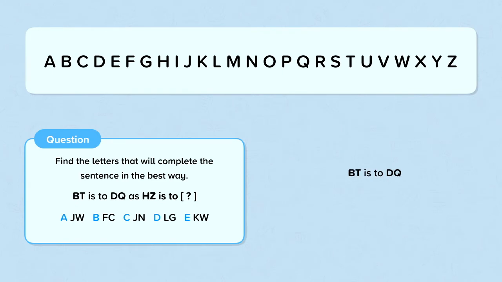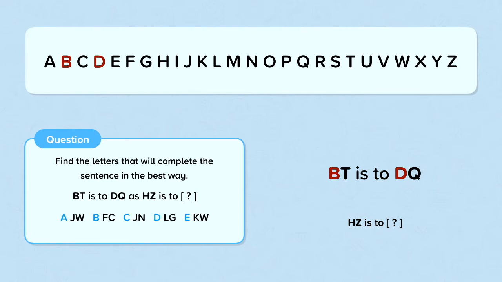BT is to DQ is the first set of letter pairs, and HZ to the pair that we need to find is the second set. We need to start by looking at the first set of letter pairs. First, we have to find the connection between the first letters in each pair. So that's B and D. Let's look at these letters in the alphabet.